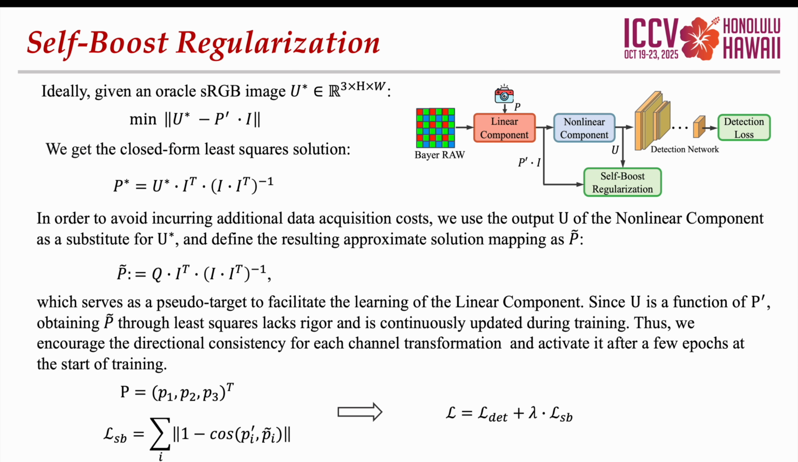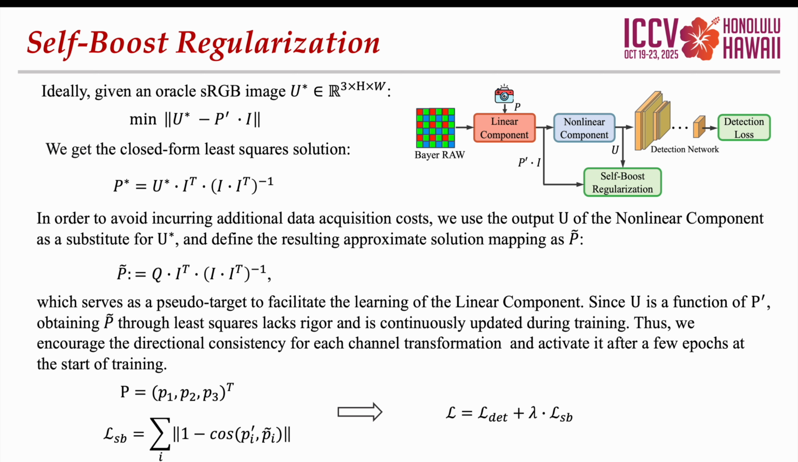Now, let's talk about self-post regularization. The basic idea is to let the nonlinear output U guide the linear output P'. Firstly, we can assume there exists an oracle RGB image U star. Given this discrete problem, we get the closed-form solution named P star. If we want to calculate it, maybe the best choice of U star is the RGB image in normal light condition, but it may incur additional data acquisition costs. This is not what we want.